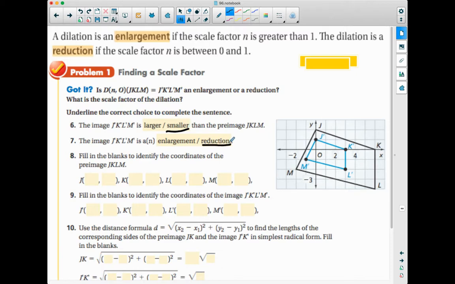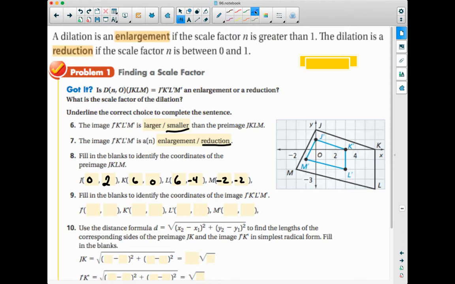Fill in the blanks to identify the coordinates of the pre-image. So let's look at the ordered pairs of our pre-image. J is 0, 2. K is 6, 0. L is 6, negative 4. And M over here is negative 2, negative 2.